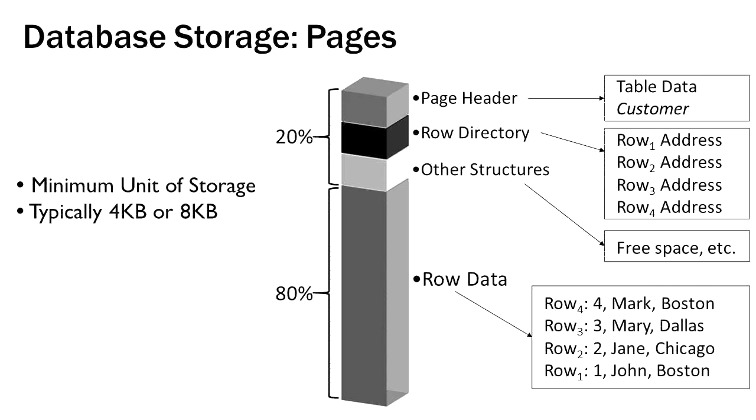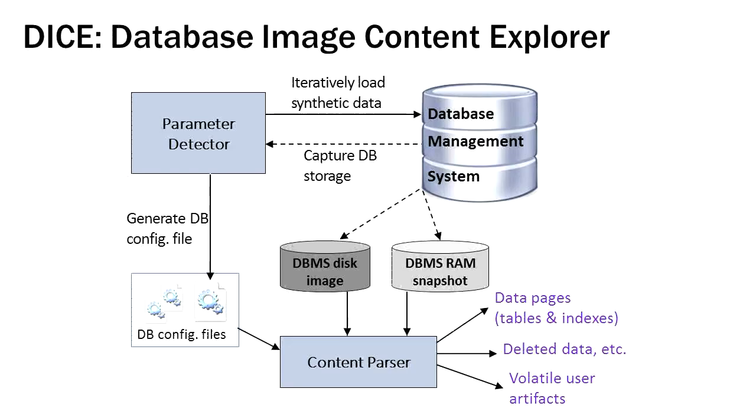Page header, which is going to contain information about what structure it belongs to. So for example, table customer. The row directory, which stores a list of pointers to each individual row within the page, and the row data, which stores the rows themselves along with some metadata. Now, some databases may store other structures related to transactions, but we're not concerned about that in this work. So our overall goal is to reconstruct these pages, and we want to generalize that process for all databases. And to do this, we developed our tool called Database Image Content Explorer, or DICE.